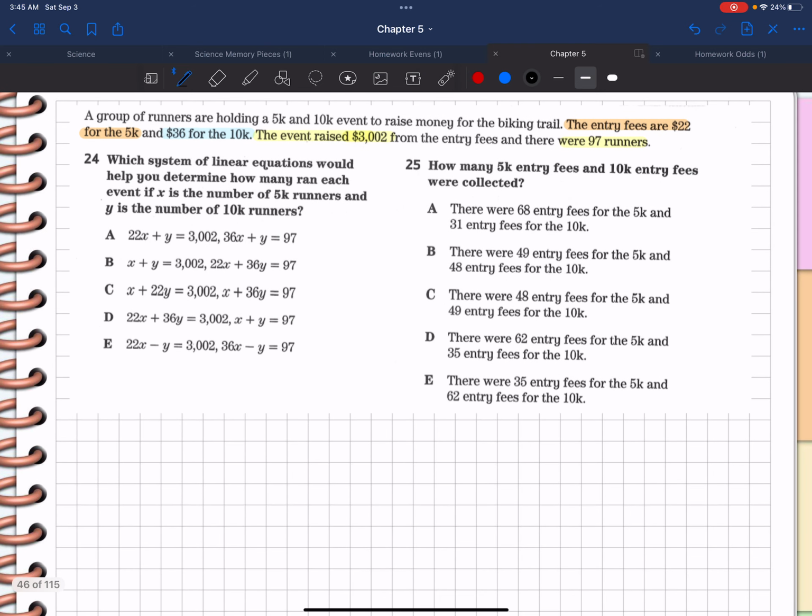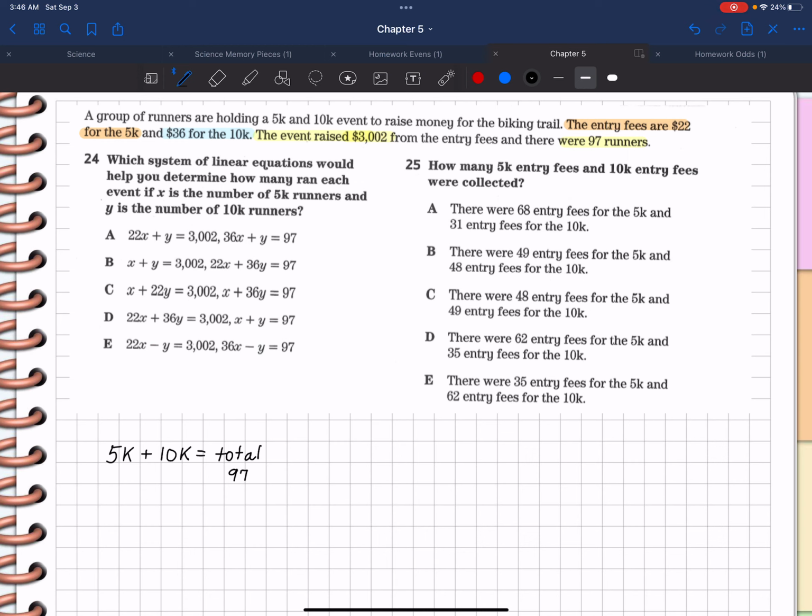So let's get this picture in our mind of what's happening. You decide that you want to run in this race to help raise money for a charity, for a biking trail. So you go to sign up, and what's the first question you're going to be asked? They're going to say, do you want to run the 5K or the 10K? So the 5Ks plus the 10Ks equal the total number of runners, which we know to be 97.